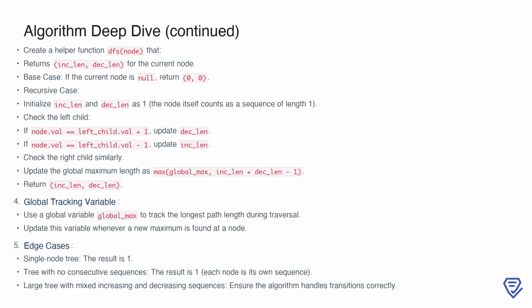If the left child's value is 1 less than the current node's value, it forms a decreasing sequence, and we update dec_len. Conversely, if the left child's value is 1 greater, it forms an increasing sequence, so we update inc_len. We perform similar checks for the right child. After calculating the sequence lengths for the current node, we update the global maximum using the combined lengths of the increasing and decreasing sequences, subtracting 1 to avoid double counting the node. Finally, the function returns the inc_len and dec_len values for further use by its parent node.